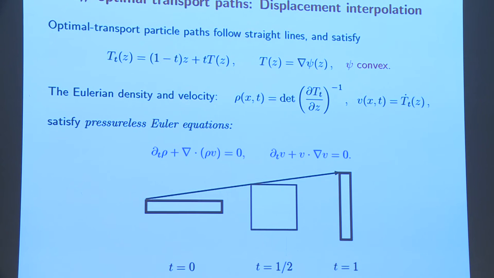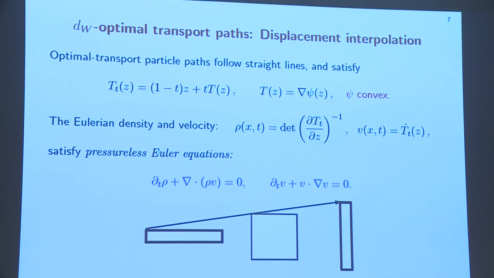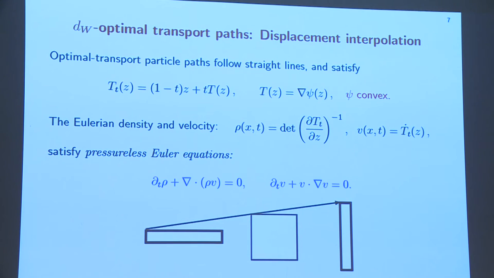Okay, so one more slide about optimal transport distance. It's very well understood what, in R^d, in flat space, the optimal transport paths look like. The particle paths follow just straight lines. There's no incompressibility condition, it's just Fermat, right? You think things follow straight lines. The extra information, though, that Brenier added to the theory is that, okay, you start at position z, and you end up at position capital T of z.